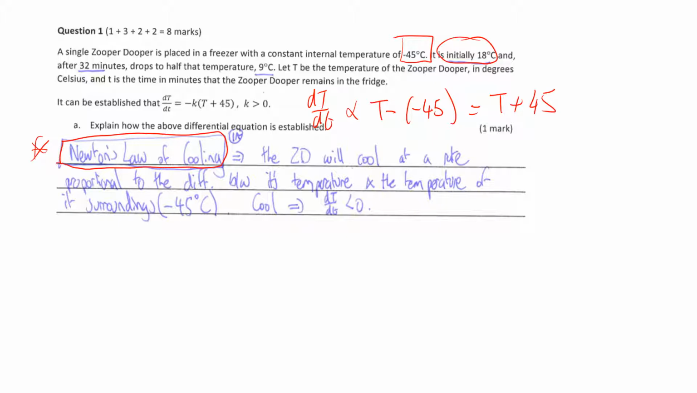Now we know it's a cooling, it's a rate of change that's negative. So when you convert that to an actual differential equation, that becomes dT/dt equals minus k, constant of proportionality, always positive, times T plus 45, and that's where it's all coming from. So there's a model answer that you might have gone for. I was a little bit lenient here, but I was looking for Newton's law of cooling, or the understanding expressed above that dT/dt is proportional to the difference between capital T and negative 45.